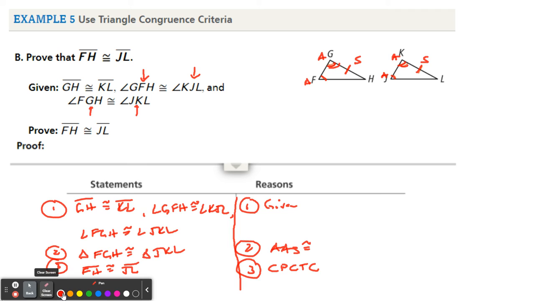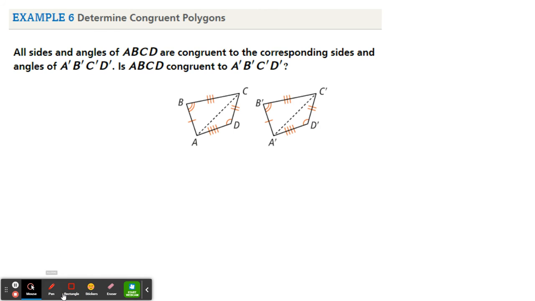Nice. All right, last problem here, a little bit difficult, so I'm going to do my best. So it says all sides and angles of ABCD are congruent to the corresponding sides and angles of A prime, B prime, C prime, D prime. Is ABCD congruent to A prime, B prime, C prime, D prime? So this is an extension of triangle congruence. Now we're trying to extend it to a quadrilateral, a four-sided figure. So we're going to do a couple steps here.